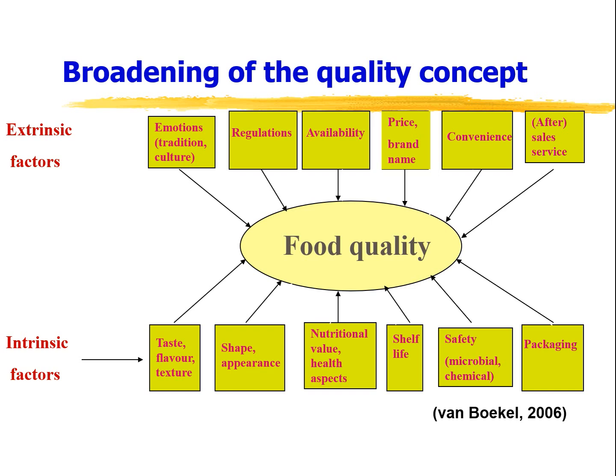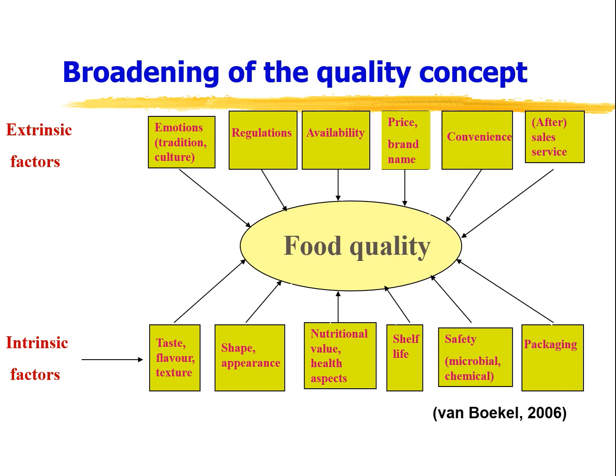The second important extrinsic factor is regulations. In every country there are some regulations regarding food items. So if those food products are not meeting those regulations, then the product is not a quality product.